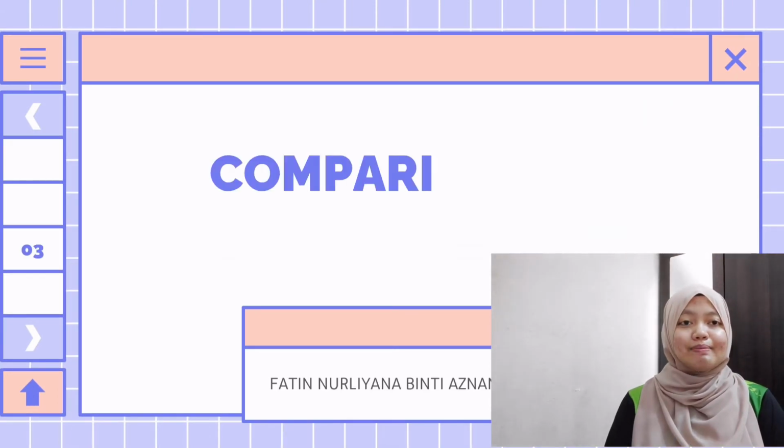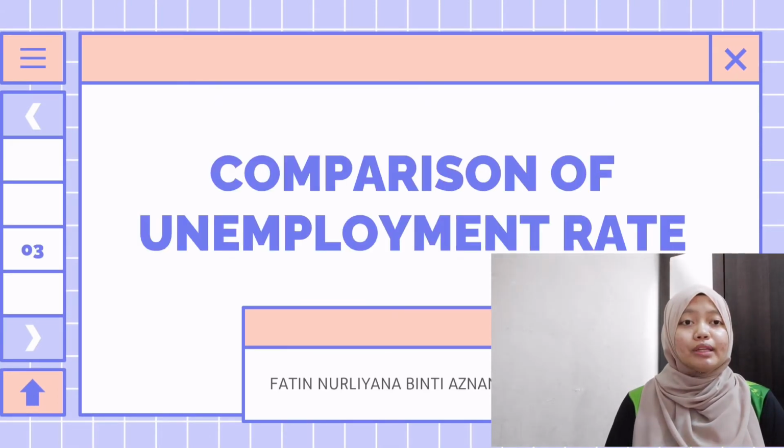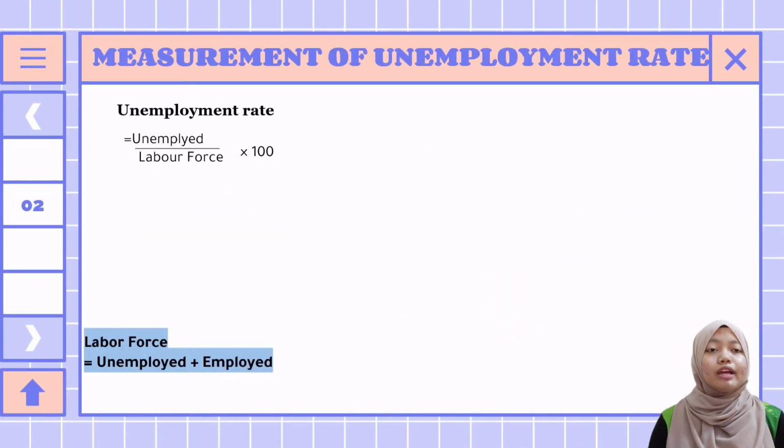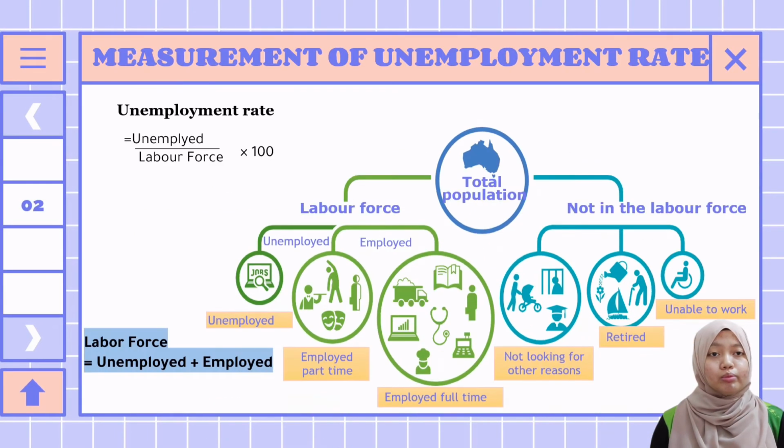Assalamualaikum. My name is FATIMATH binti AZNAN. My metric number is 2011138 and I'm going to present about the comparison of unemployment rate. Before that, I will briefly explain the measurement of unemployment rate.